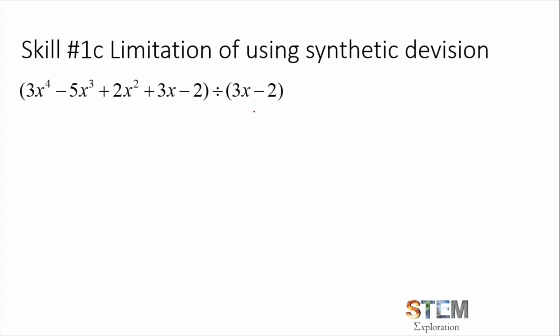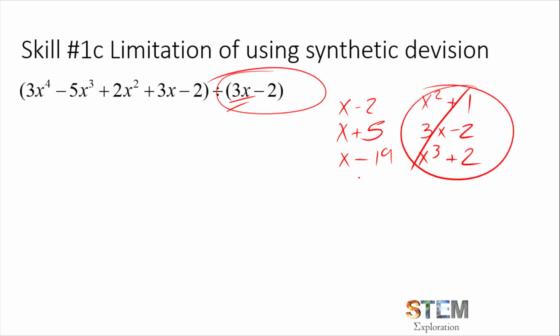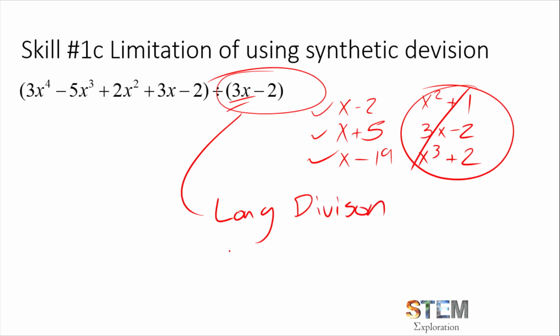Now with that said, if you have a 3x situation here, you cannot use synthetic division. If you have a more complicated binomial, all I mean is that the highest power term has to have a coefficient of 1. So you can have x minus 2, x plus 5, x minus 19. You can have any of those, but as soon as you start doing things like x squared plus 1, or 3x minus 2, or x cubed plus 2, none of these work. Not allowed. So in this specific scenario, long division is your only method. Okay, so you do have to know both, but if you like synthetic division, hey, just go for it. And it is faster to use.